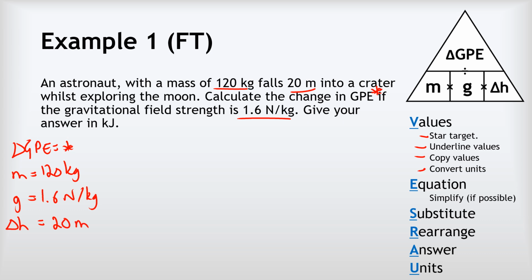Let's convert any units we need. Now, they're all in the right units, so that is all done. So now we can move straight on to the equation. So we can say delta GPE equals M multiplied by G multiplied by delta H. So now we can just substitute in.